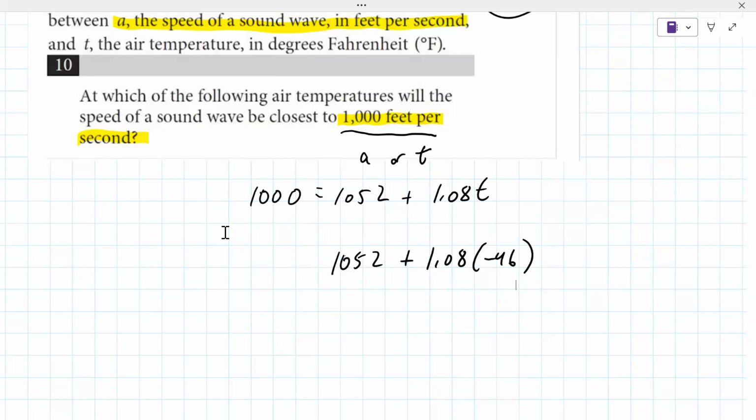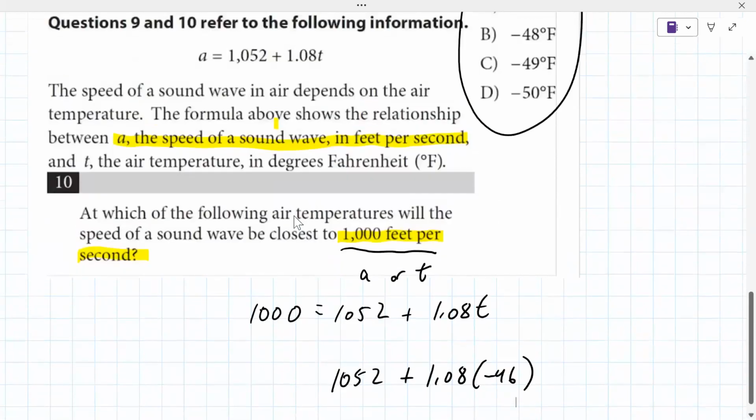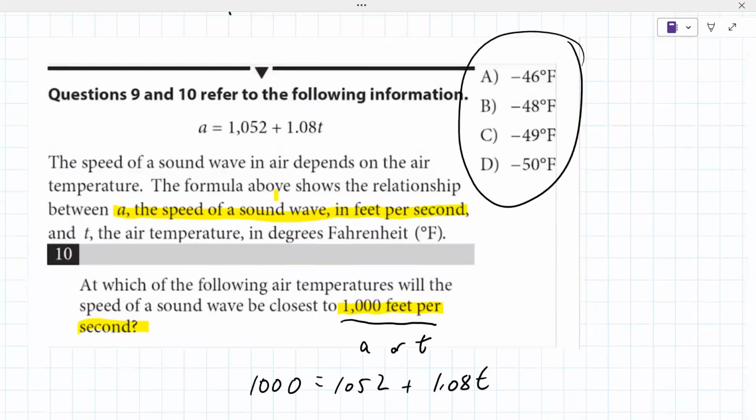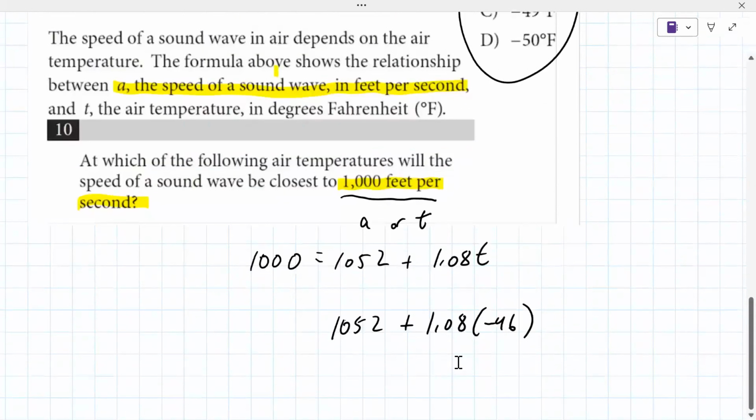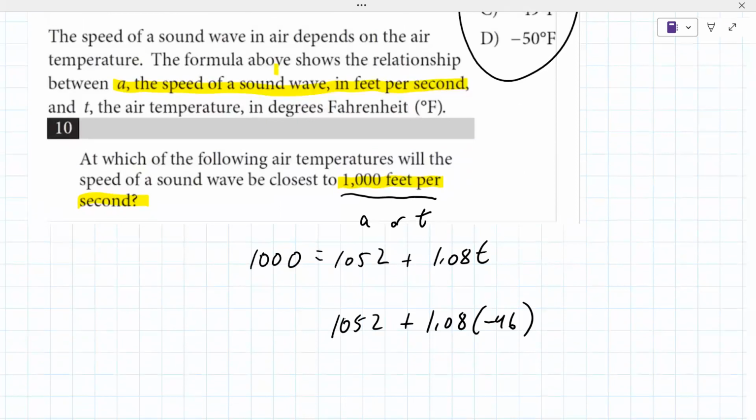I think it's A, the first one. Negative 46. Yeah. Okay, what did you get when you put this in? Got 1002.32. And did you try minus 48, or did you just kind of say, ah, that's close enough? Yeah, the latter. That is not a good idea. So go ahead and try the next one.